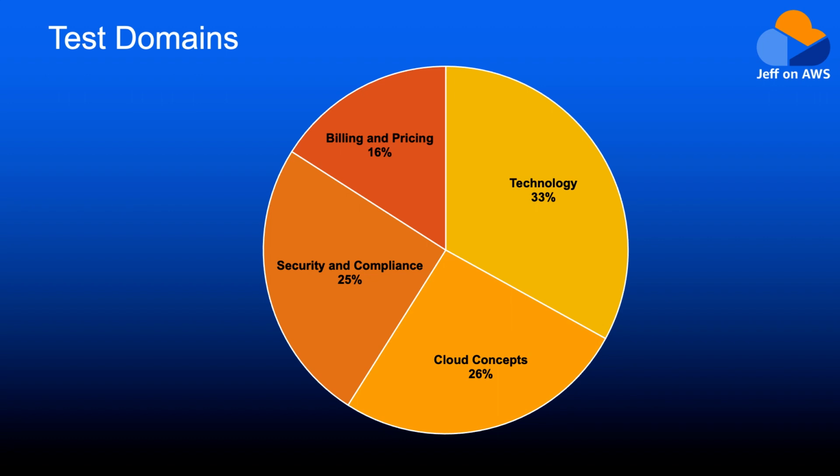And then lastly, billing and pricing only makes up 16%. Still very important, but if you think, okay, I need a 70% as a passing grade, even if you didn't do well in billing and pricing, you're still able to pass the course. Accordingly, I will be spending the least amount of time on billing and pricing. Still very important, but from a weighting perspective, it is the least weighted domain.